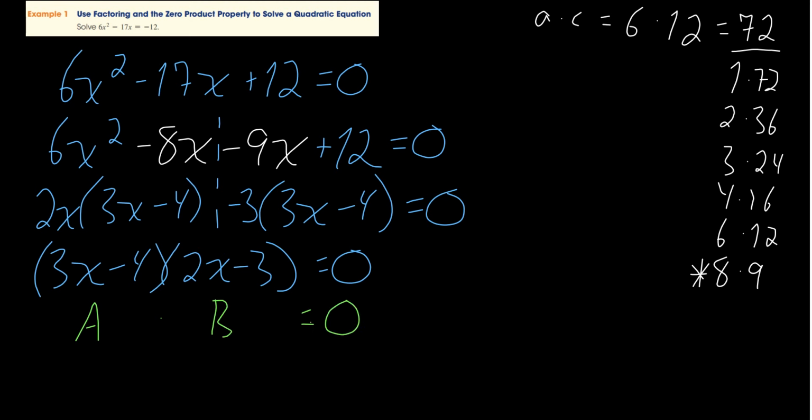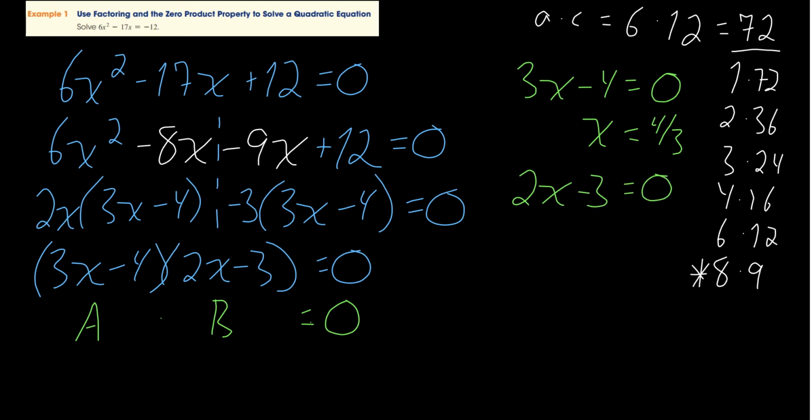Everybody see that? So I can say 3x minus 4 is equal to 0. And if I solve for that, it'd be x equals positive 4/3. And then I can say 2x minus 3 is equal to 0, which will end up being x is equal to positive 3/2.